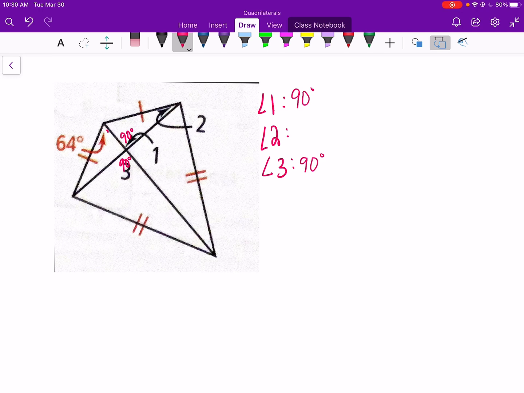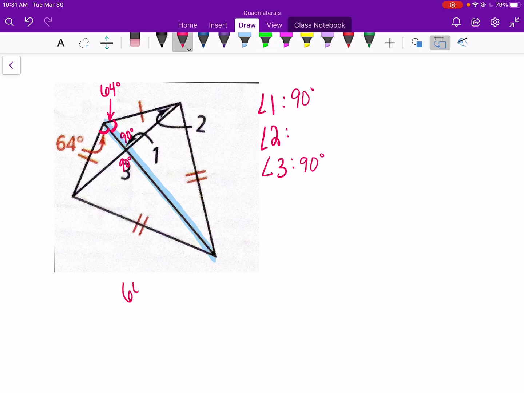Now we have to find angle 2. First of all, let's remember that this main diagonal right here splits this kite into 2 congruent triangles. So if this angle is 64, this angle is also 64 degrees. So now since we have 2 of the 3 angles of this small triangle right here, we can solve for angle 2.